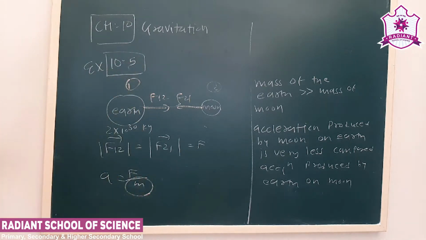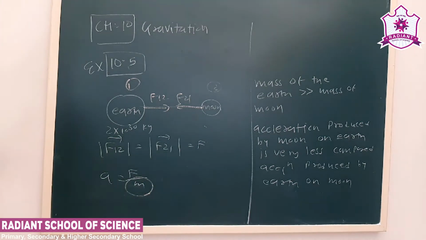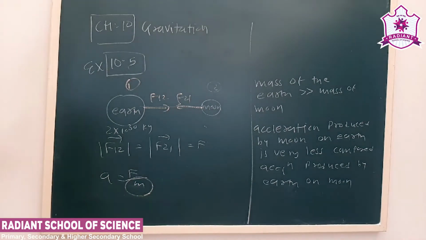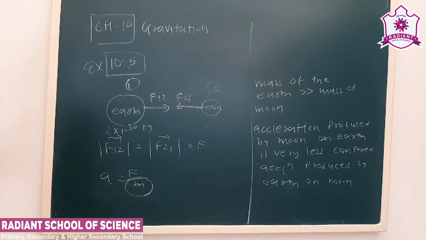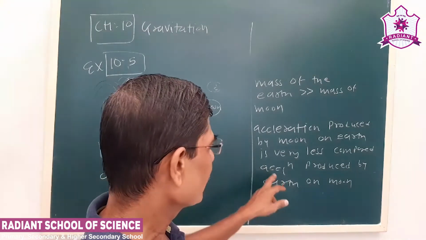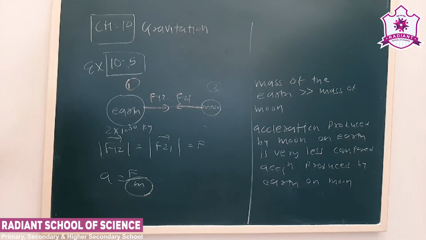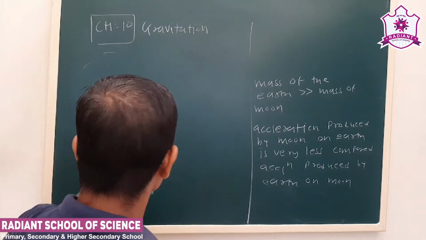Now the question says, why does the Earth attract the moon, but the moon does not attract the Earth? Because the equation is a equals F upon M, which is known to us. The mass of the Earth is very large compared to the mass of the moon. So the acceleration produced by the moon on the Earth is very less compared to the acceleration produced by the Earth on the moon. That's why the moon is attracted toward the Earth, but the Earth is not attracted by the moon. Okay, this is the answer. Now next is exercise number 10.6.